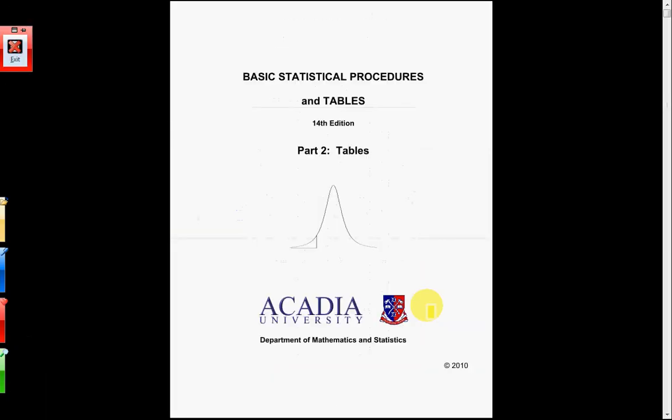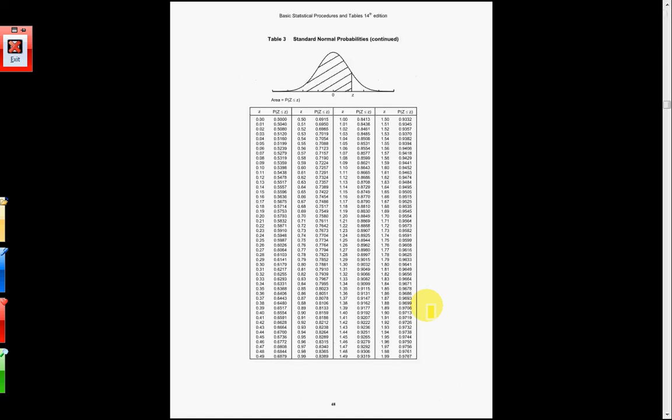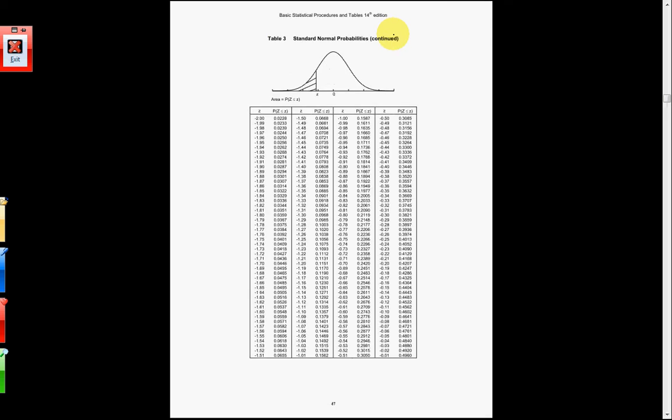So here is the BSPT, and this is part 2 of the BSPT. If we turn to the page that has table 3 on it, these are standard normal probabilities. I've actually skipped to the middle of the table, so I'll go back to the beginning of the page. This is the first page of the standard normal probability table. You'll see it starts at Z equals minus 4.